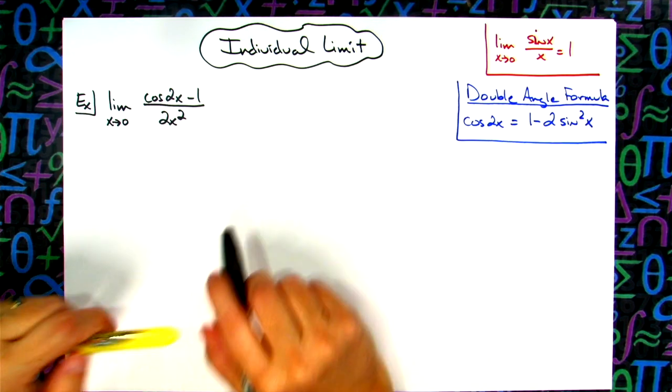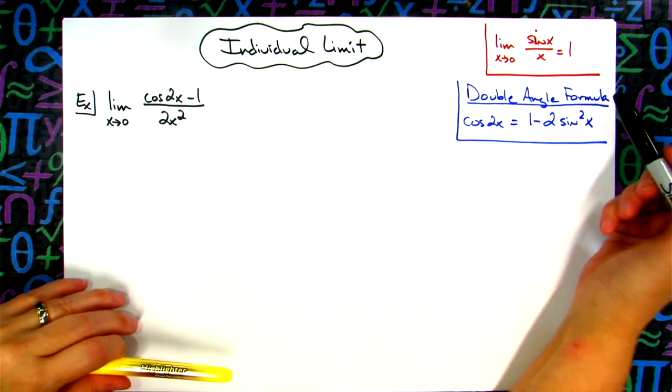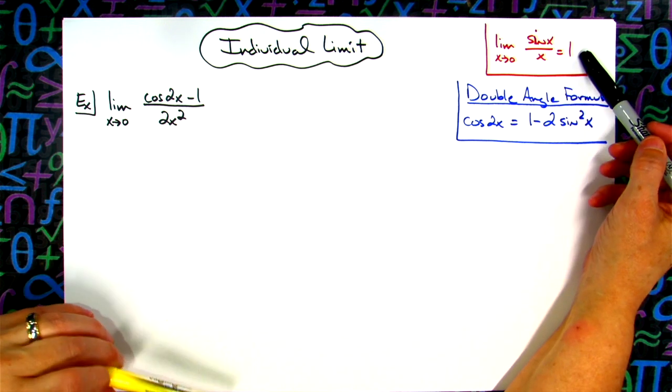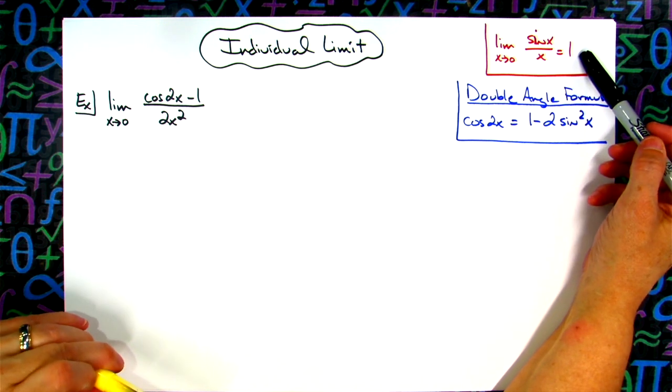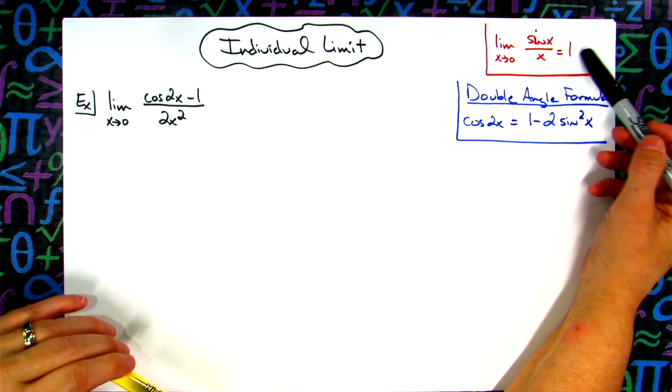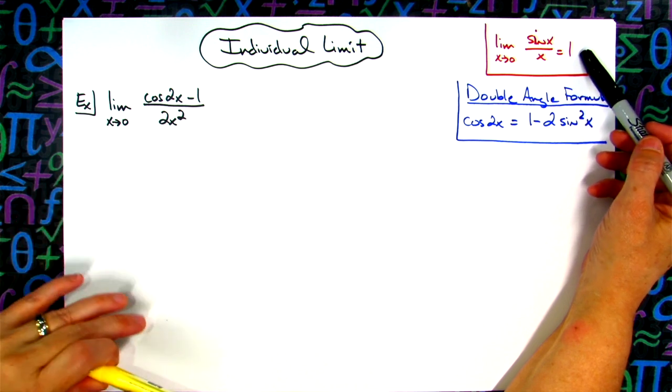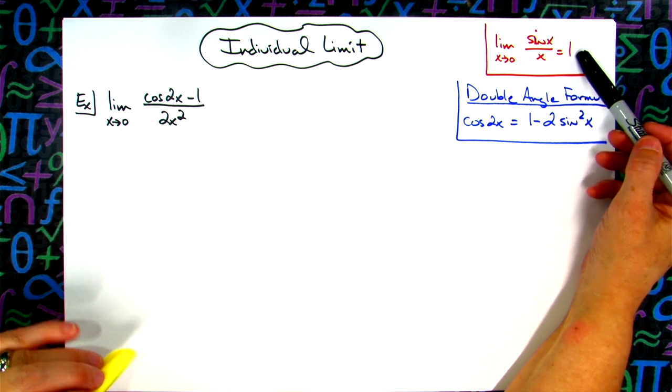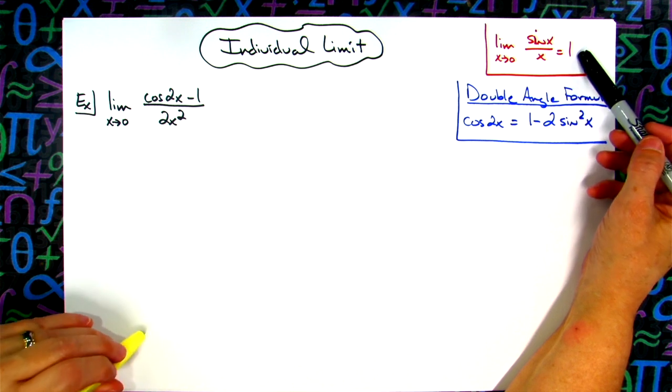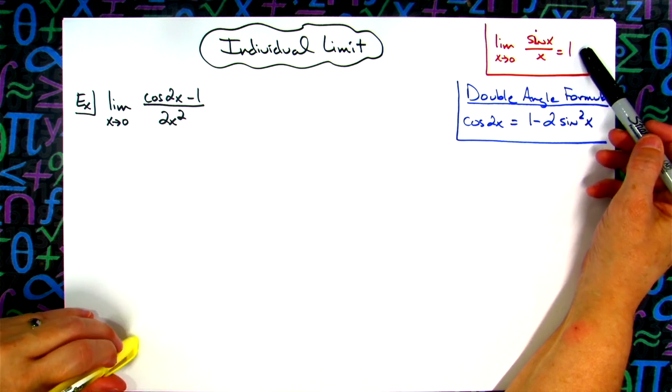Okay, in this video, we're going to take a look at an individual limit. We are going to use the fact that the limit as x approaches 0 of sine x over x equals 1. And I am going to assume that if you're at this point doing this type of limit, that you will have worked through a proof to prove that this is true. All right, so we're just going to use that as a known fact.